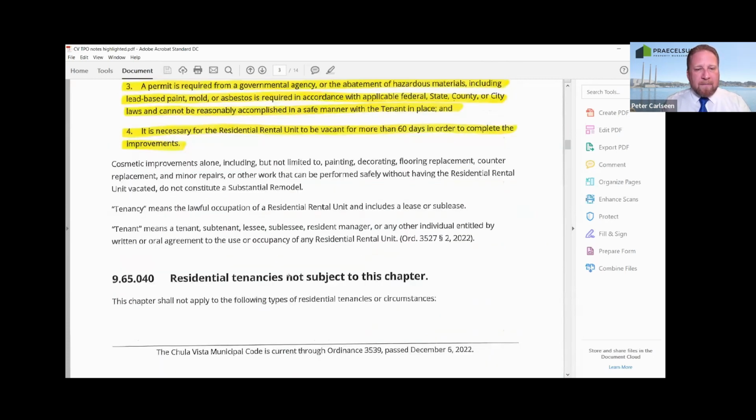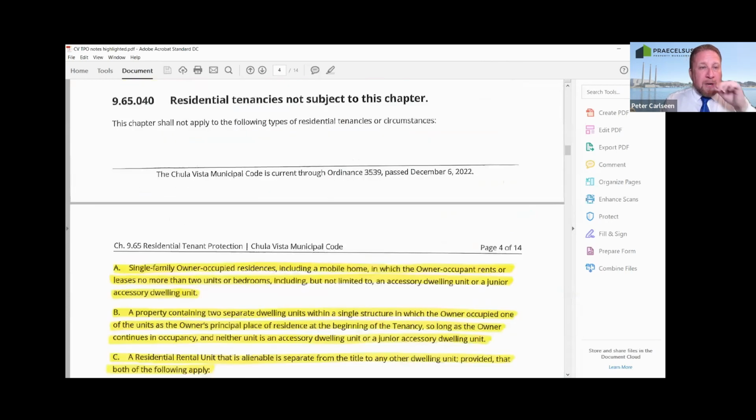All right. So I wanted to go over some of the exemptions. My agenda here. All right. So we're going to go over some of the exemptions.